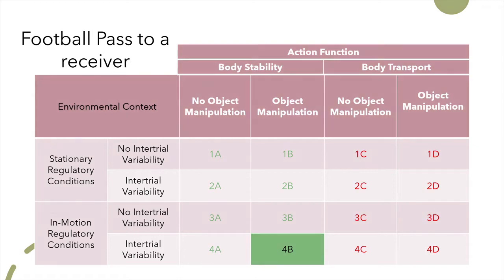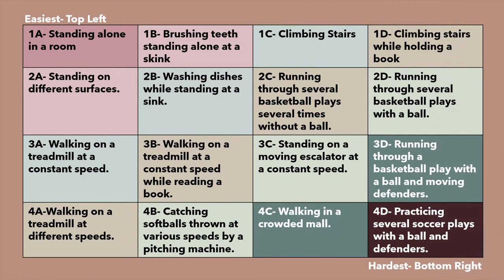In this chart, we see that the segments of the same color are considered to be the same difficulty, with the easiest of skills at the top left, such as standing in a room alone, all the way to the most difficult on the bottom right, like practicing several soccer plays with a ball and defenders.